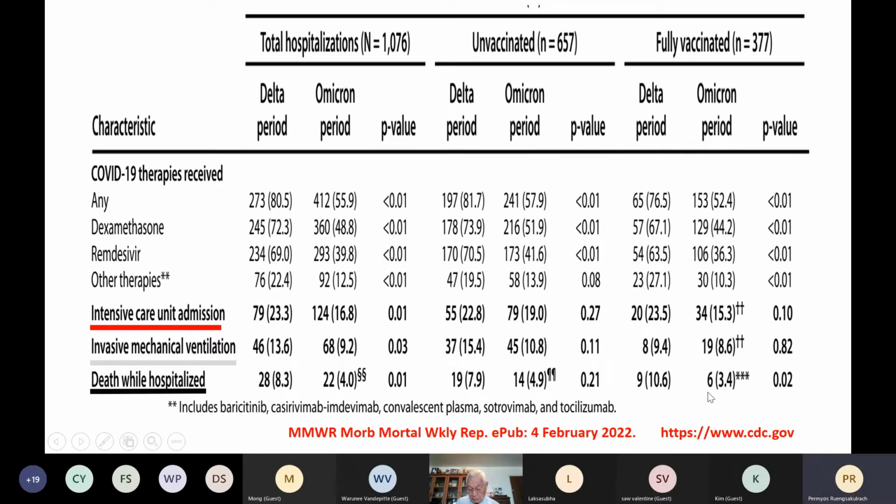And about 3.4% of patients die with Omicron in this hospital in California. And overall, it's about 4%. For the Delta, it's about 8 or 10 in unvaccinated and fully vaccinated. If you are fully vaccinated, you still can die, about 3.4%.